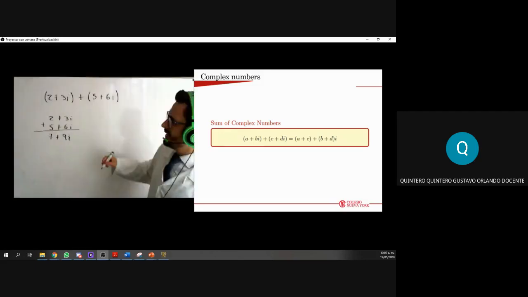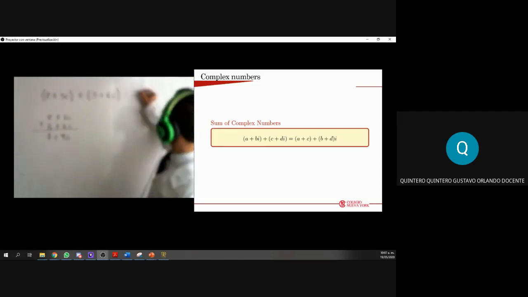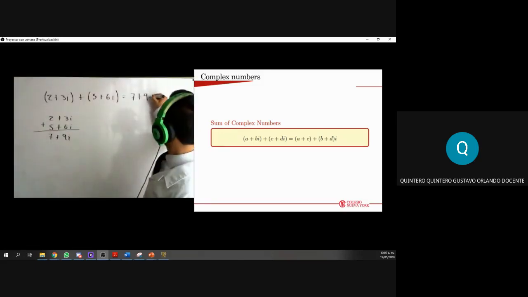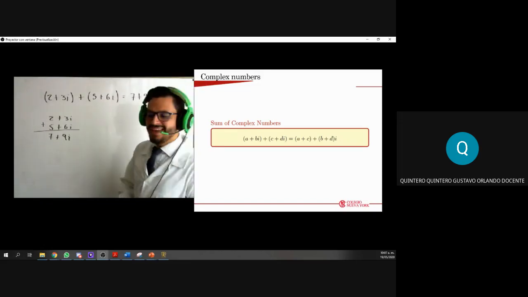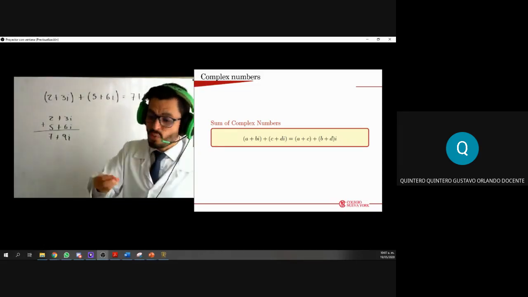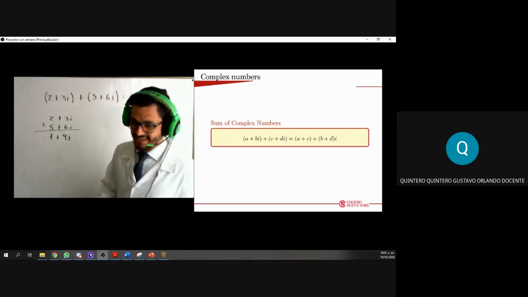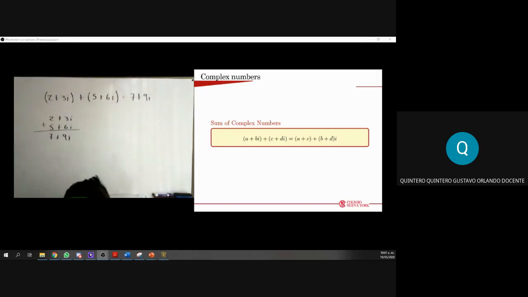7 plus 9i, the solution. 7 plus 9i. Man, so beautiful and so easy. All right, let's look at the examples.